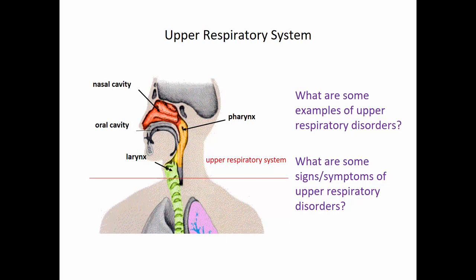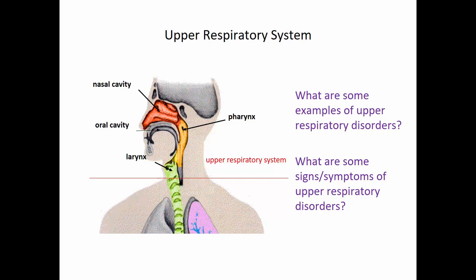Just a quick review, our upper respiratory system consists of structures from the larynx upwards. So the larynx is our voice box. It houses the vocal cords, and it's found in the upper part of the trachea. So all of the structures that are involved in our passage or our conduction of air down into our lungs, like our nasal cavity, our oral cavity, larynx, pharynx, which is the fancy way of saying throat, our sinuses, all of those structures make up our upper respiratory system.